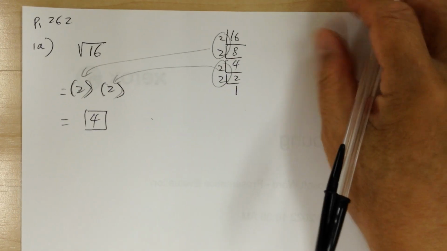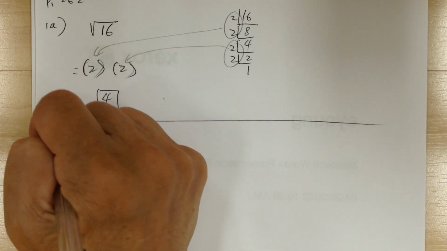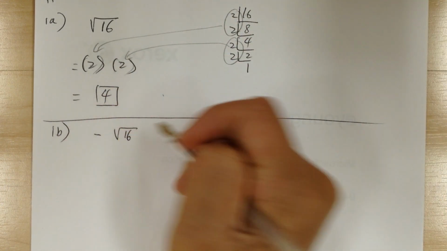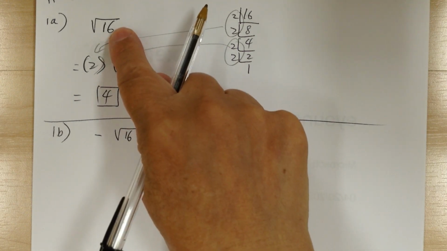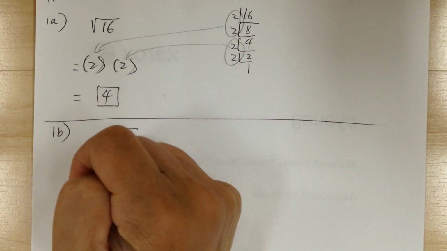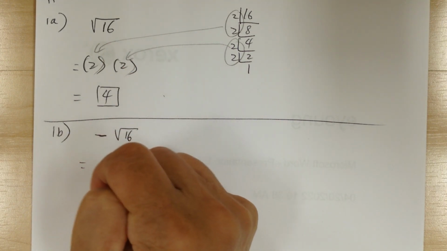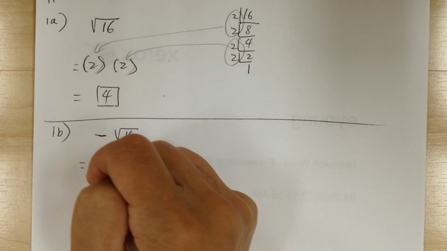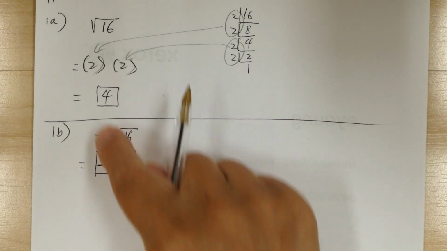Now let's go to 1b. You have negative square root of 16. From here we know that the square root of 16 is 4, so you just follow it down. Negative would be a negative in front, and square root of 16 from part A, we know, is 4, and so your answer would be negative 4. Just line it up.